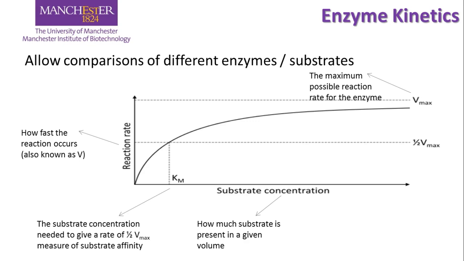Vmax is the maximum possible rate of reaction for a given enzyme with a given substrate. Km is the substrate concentration needed to achieve a rate half that of the maximum and is used as a measure of the affinity of an enzyme for its substrate. These two parameters will be different for different enzymes with the same substrate, and for the same enzyme with different substrates. As such, they are useful measures by which different enzymes can be compared.